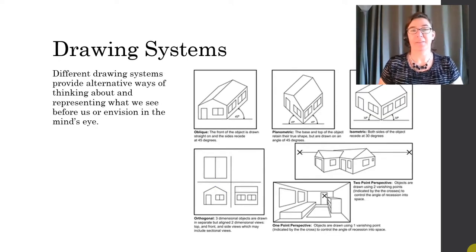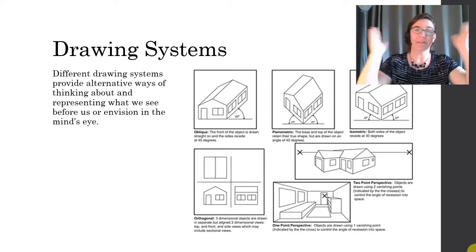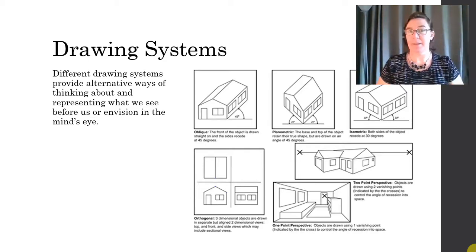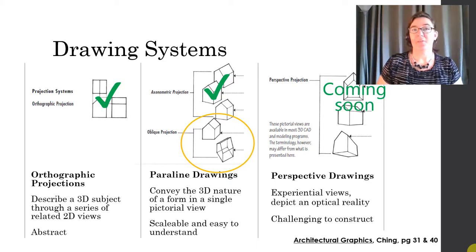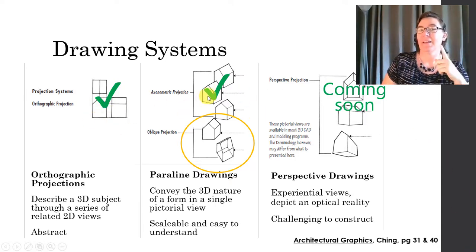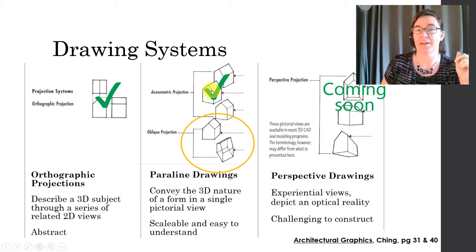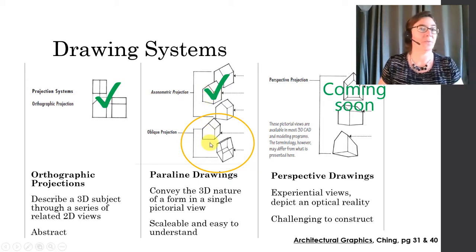If you've been with me so far this semester, you know that I like to start broad and then narrow into our topic. So we are still studying drawing systems in general, which provide different ways to think about and envision your design. The different drawing systems we're studying this semester are orthographic, paraline, and perspective. So far, we've covered the orthographic. We introduced the paraline drawings last week with the axonometric, and this week we're going to cover the oblique drawings.